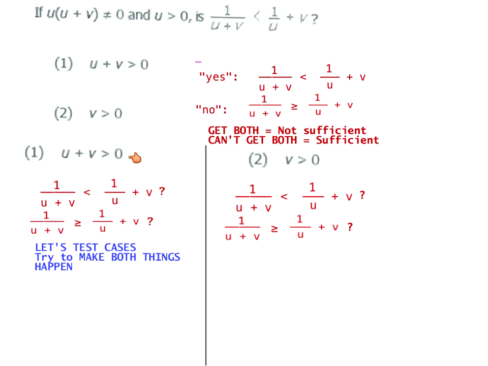Someone give me some U. 1 and 2. That works. Okay, so U is 1 and V is 2. All right, let's do it. So let's make columns: U, V, 1 over U plus V, and then 1 over U plus 1 over V.